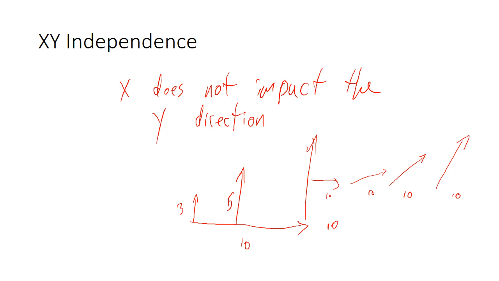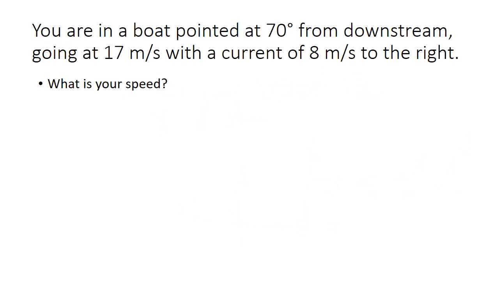Alright, so we're going to do an example here. So we are in a boat pointed 70 degrees from downstream, going at 17 meters per second with a current of 8 meters per second to the right. So we're just looking for what's our final speed, okay? Notice it's speed here, as opposed to velocity. We're not going to worry about the final direction here. We're just worried about how fast you're moving.